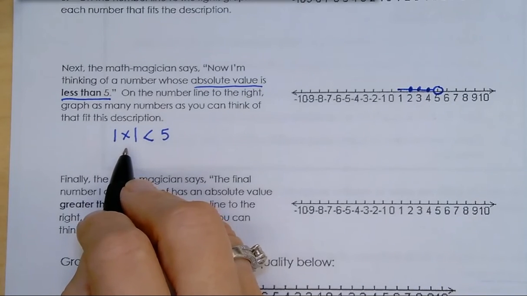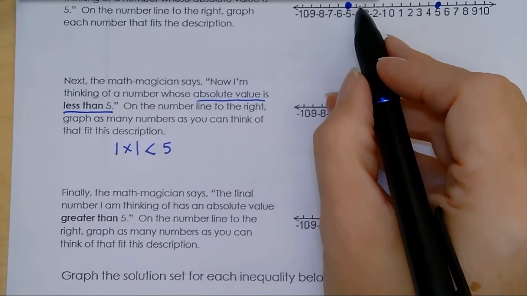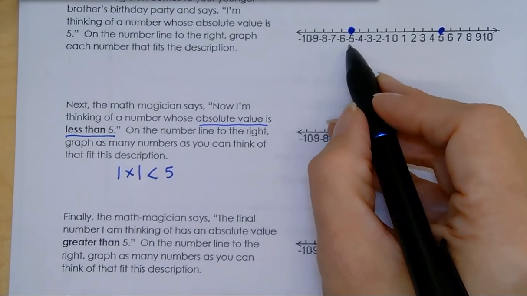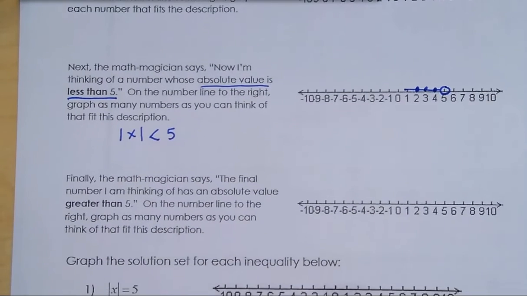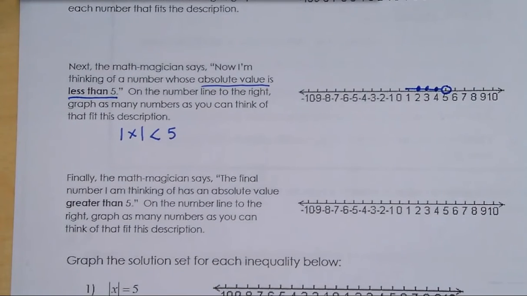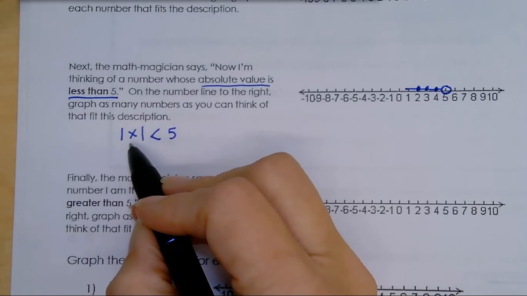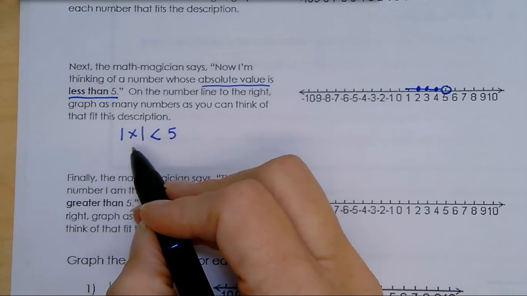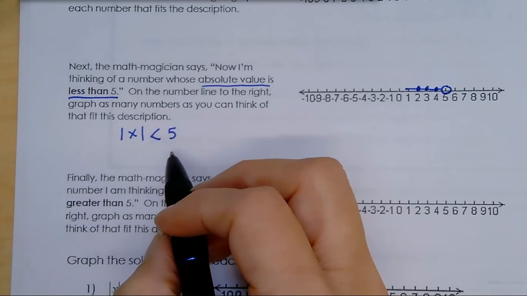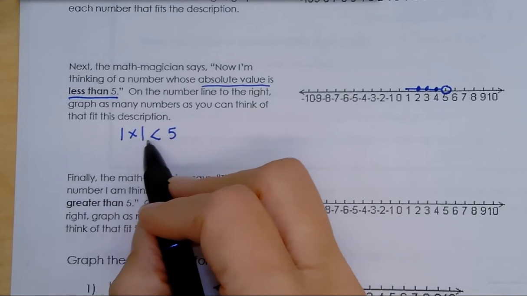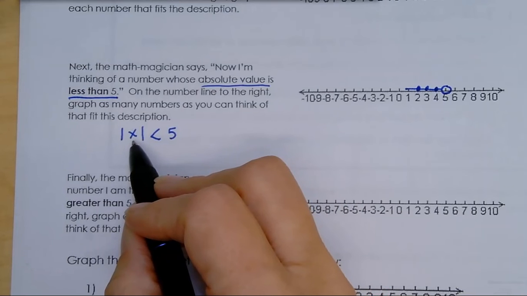I have to be careful because I already talked about how the absolute value of negative 5 is also going to be 5. So I'm just going to think through this logically a little bit. If x is negative 6, the absolute value of negative 6 is positive 6, and 6 is not less than 5, right? So I just have to be careful here because I actually can't get any bigger than negative 5, and I can't get any bigger than 5.